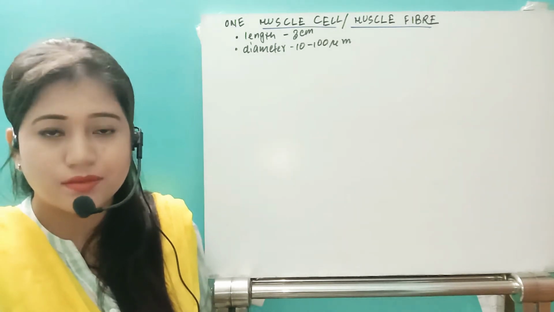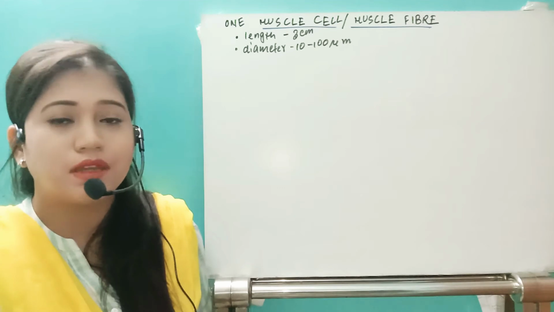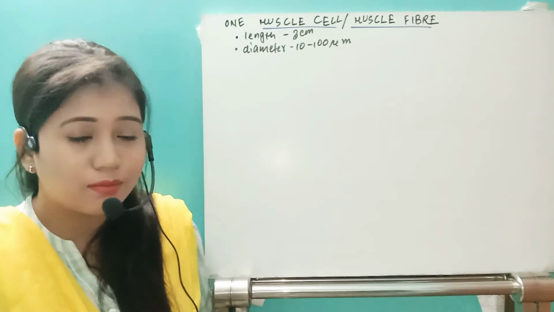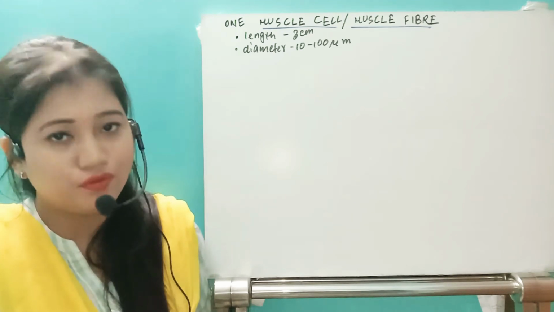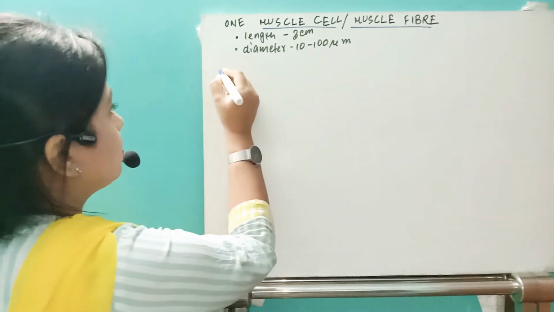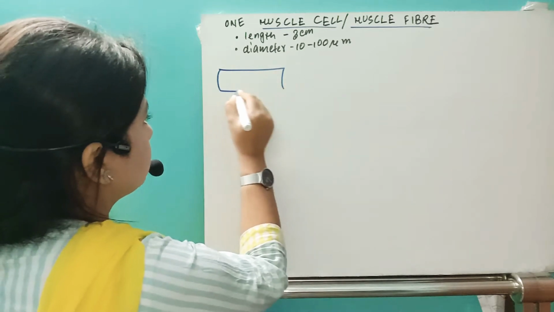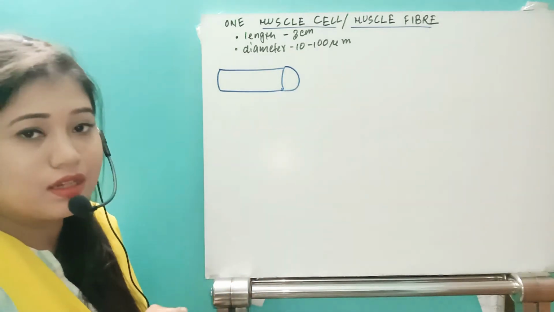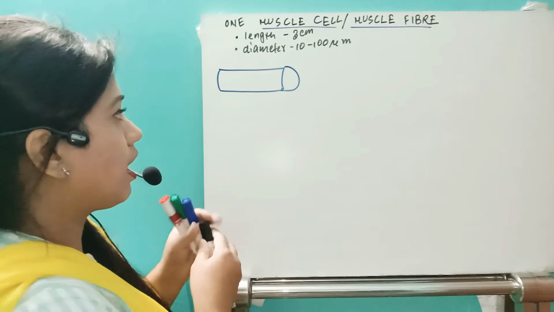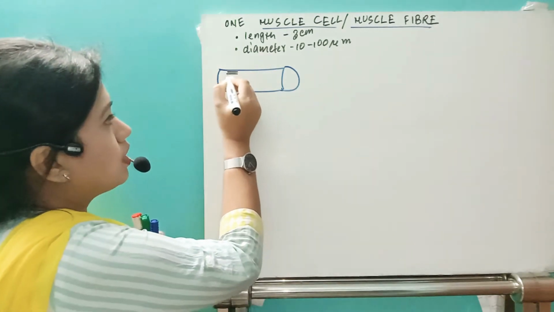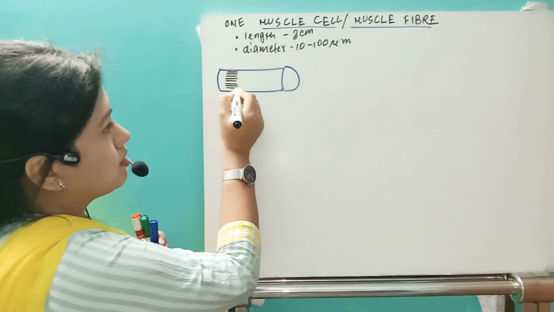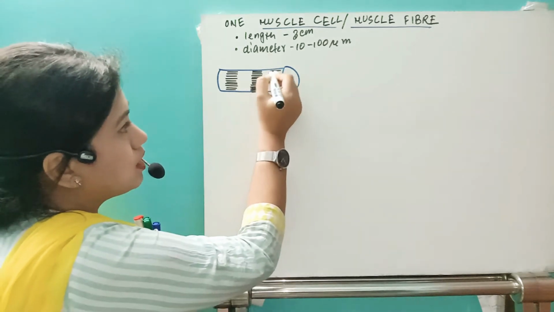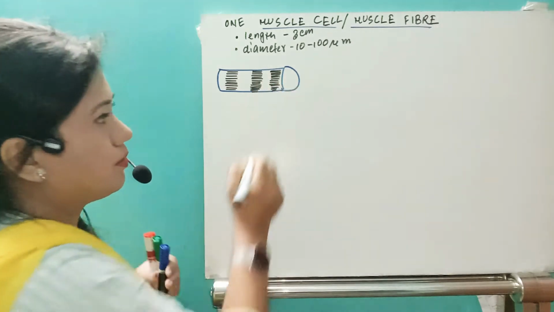like the sarcoplasm, the sarcoplasmic reticulum, and also the sarcolemma, including one proteinaceous filament, and that filament is known as the myofibril. Suppose this is one muscle fiber, one muscle cell. In that muscle cell, we can see that alternate light and dark bands are present. I told you already that whenever plane polarized light is allowed to pass through one cell, alternately light and dark bands appear.